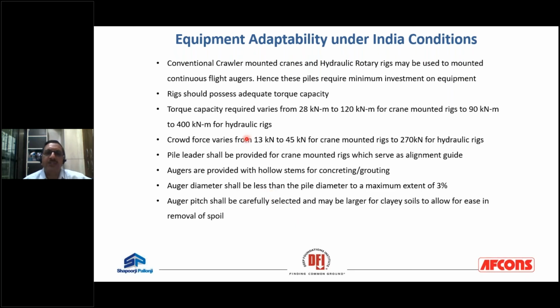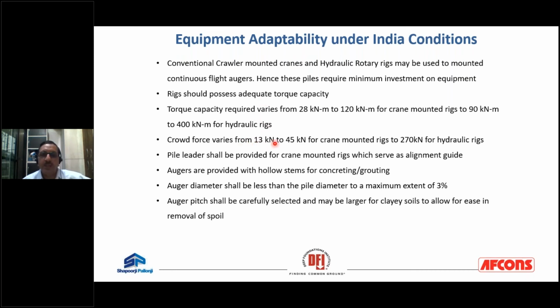Now, what are the actual equipments you can use? You can use crawler mounted cranes, you can use a hydraulic rig, and you can modify them to place the flights. The torque applied will vary from 28 to 120 kilonewton meter for crane mounted rigs and from 90 to 400 kilonewton meter for hydraulic rigs. So both of these can be easily modified to house the continuous flight.